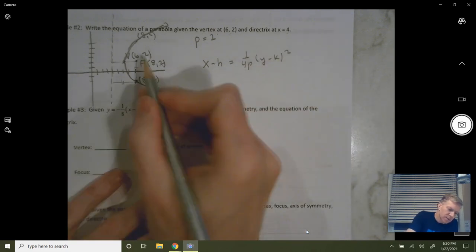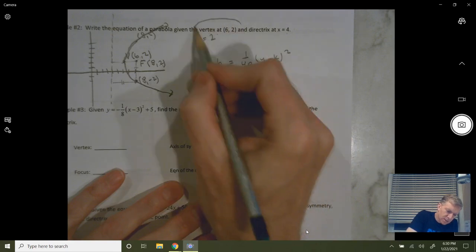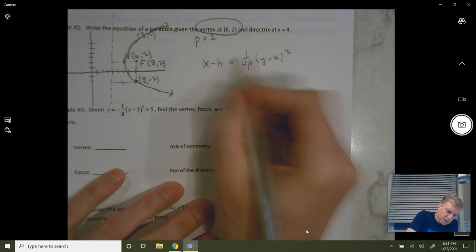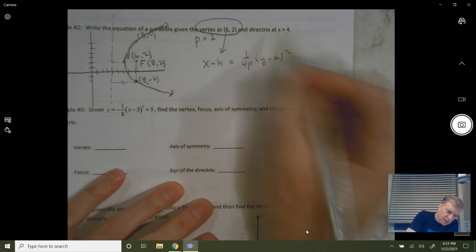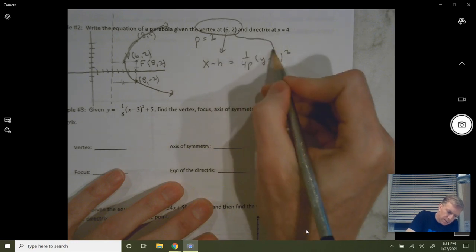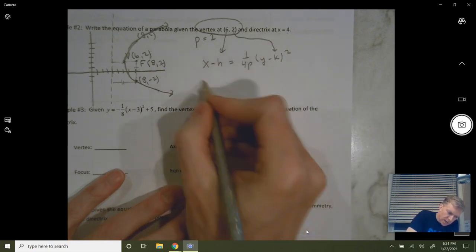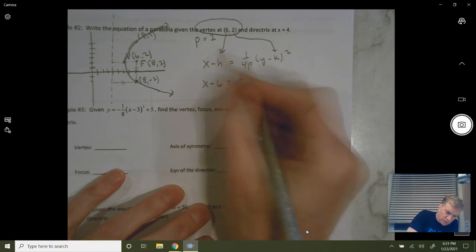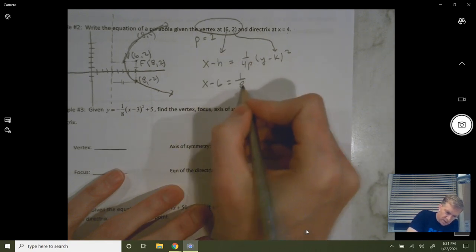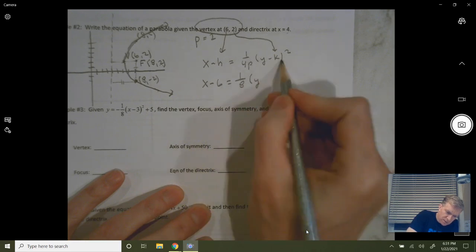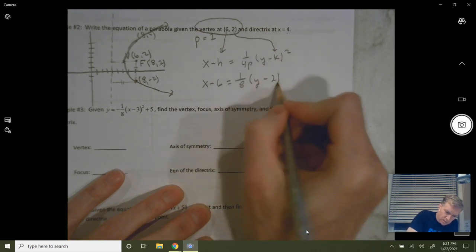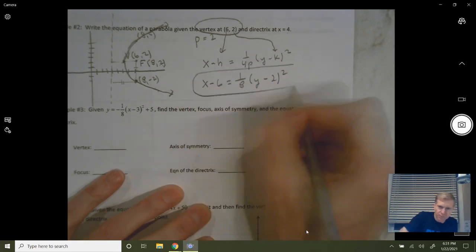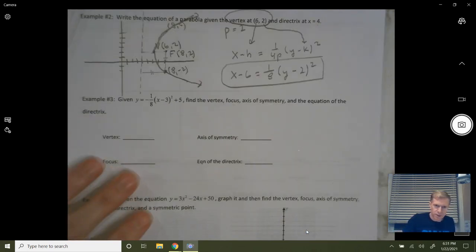My vertex is (6, 2). So 6 is h, 2 is k, p is 2. So I've got x minus 6 equals 1 over 4 times 2, so 1 over 8, and then (y minus 2) squared. Okay, let's go to the next one.